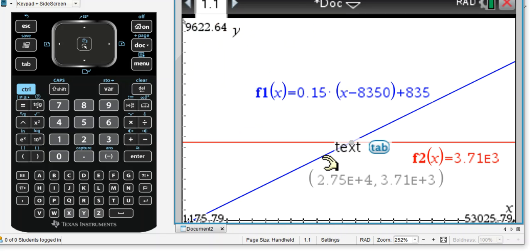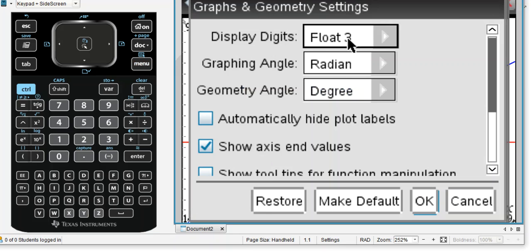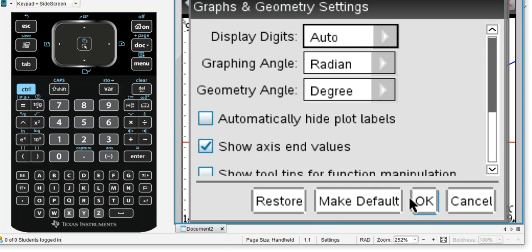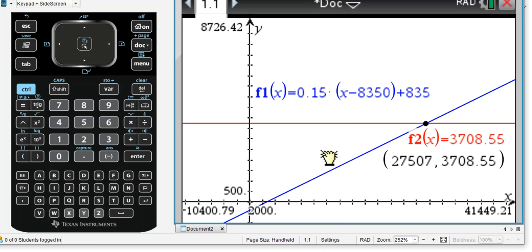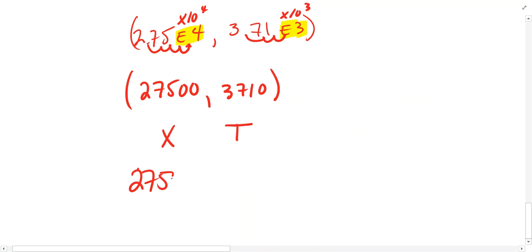If we need more precision than what this calculator displays right now, well, we can adjust the settings. Number 9. And instead of floating 3 digits, let's just say auto and see what happens there. And we'll make that the default. Press OK. And now when we go back and look at our point of intersection, now we see a higher degree of precision. 27507. All right, almost there.